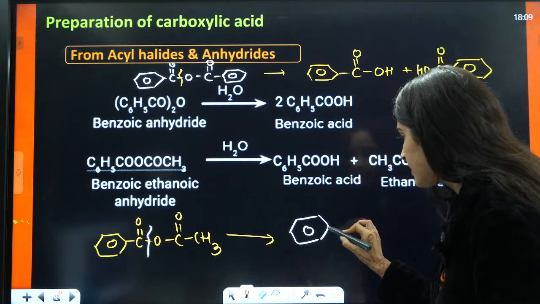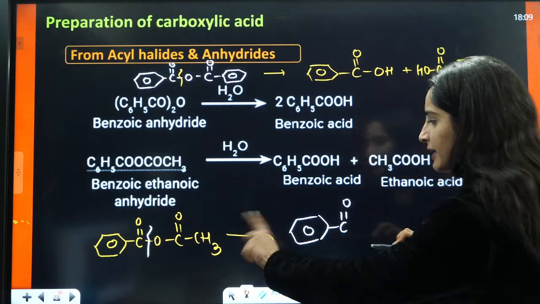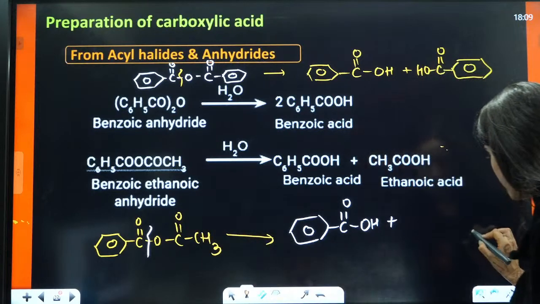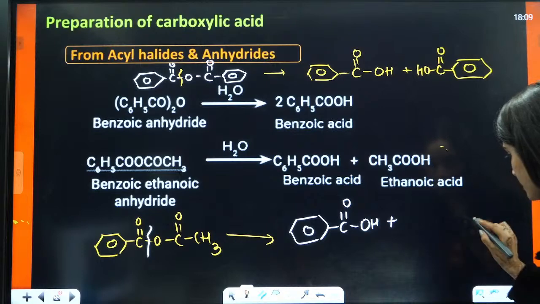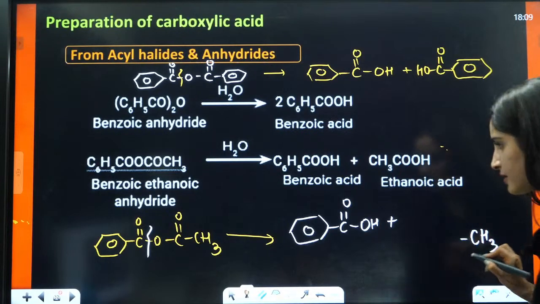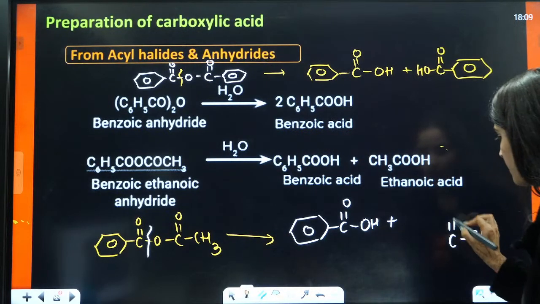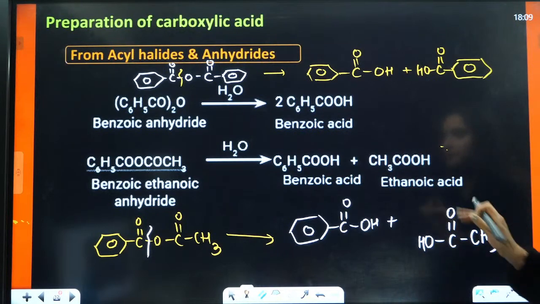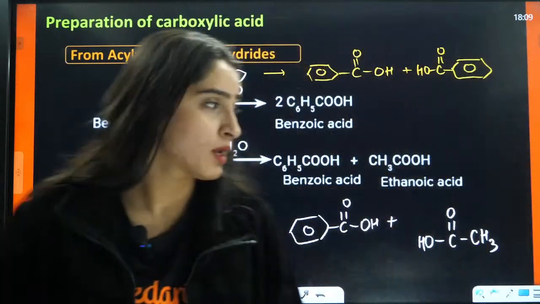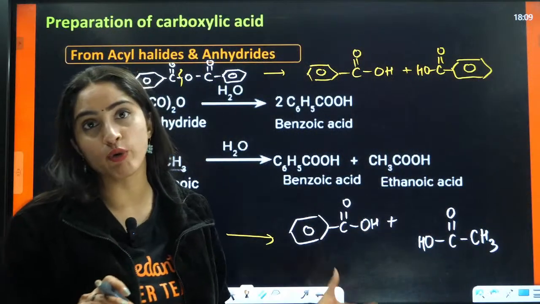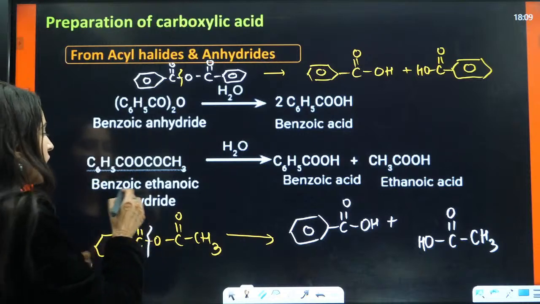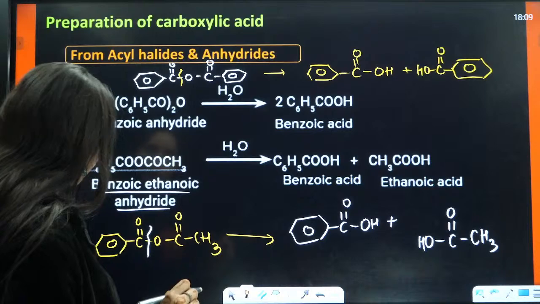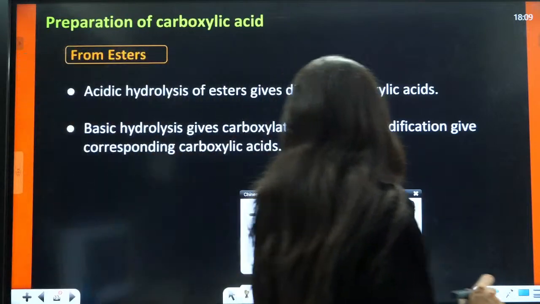So this is benzene, C double bond O, attach OH over here, plus this is CH3, C double bond O, and this is OH. That is another acid that is formed. One is acetic acid, the other is benzoic acid, formed from this benzoic ethanoic anhydride. Okay, got it? Everybody got it or not?